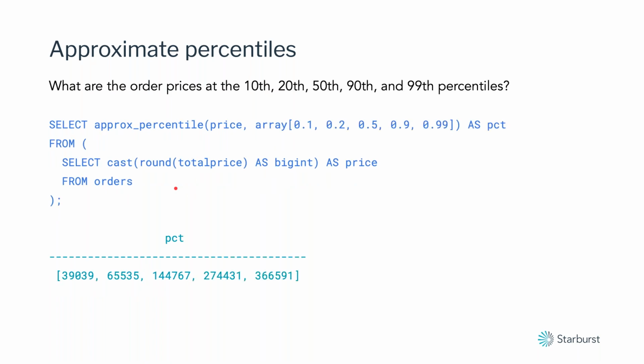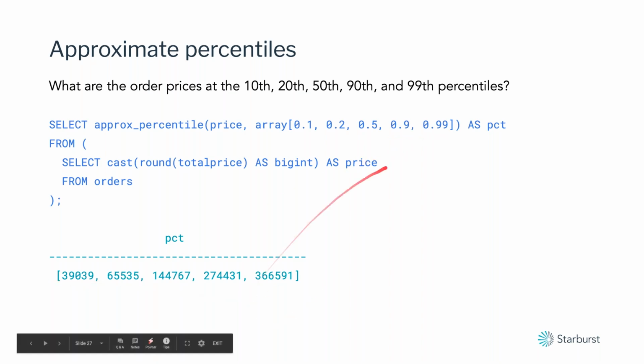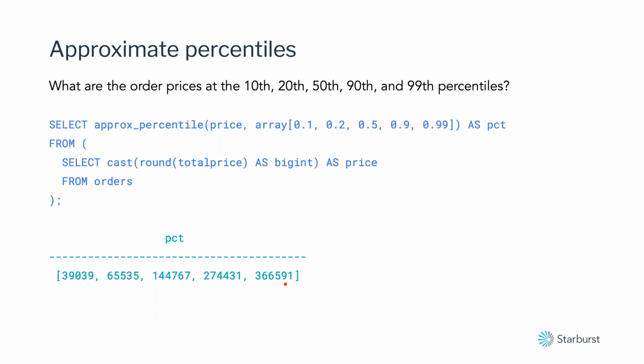You can also ask for multiple percentiles at once, and you definitely should. If you want multiple percentiles, use this version because it's efficient, as the function can process them all at once. So we pass in the array of percentiles that we want. If we ask for the 10th percentile, the 20th percentile, 50th percentile, and so on up to the 99th percentile, we get back this array. Again, the 50th percentile is 144,000. At the 10th percentile, it's 39,000, and at the 99th percentile, it's 366,000. So you see that there's a pretty big distribution in our data.